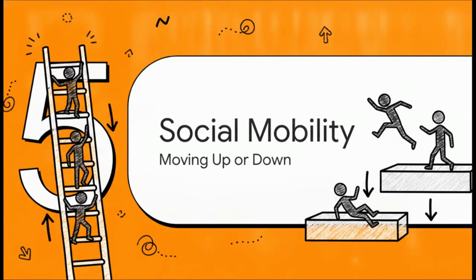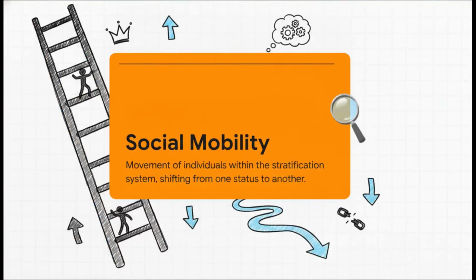Section 5. Social mobility. Now, the good news is that a person's position on this societal ladder isn't always set in stone. This brings us to social mobility. Simply put, this is the movement of individuals, or even entire groups, within the social stratification system. It's the act of shifting from one status to another. You can think of it as the ultimate measure of how easily someone can climb up or fall down the societal ranks. It's about fluidity.